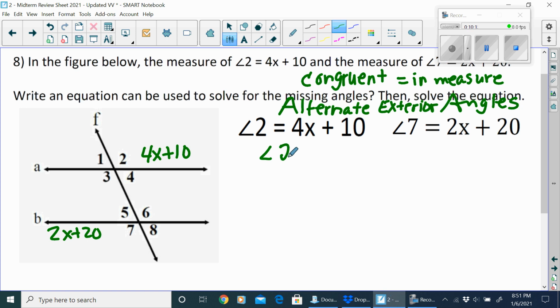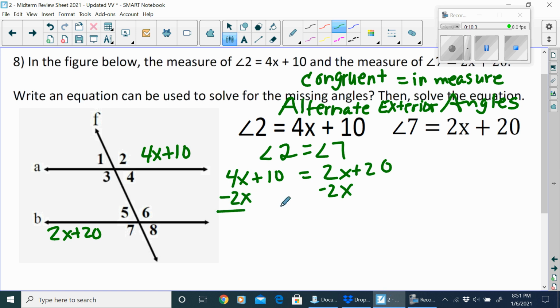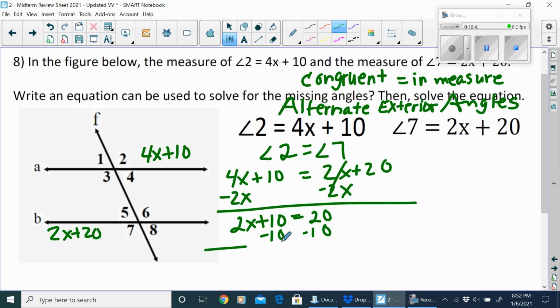So we know that angle 2 is equal to angle 7. We substitute. Angle 2 is 4x plus 10 equals angle 7, which is 2x plus 20. Now we're going to solve for the variable. I'm going to take the smaller variable term from the larger, using inverse operations. 4x minus 2x is 2x plus 10 equals, this cancels, 20. Now I'm going to subtract 10 on each side. And I get 2x equals 10, divide by 2, and x equals 5.